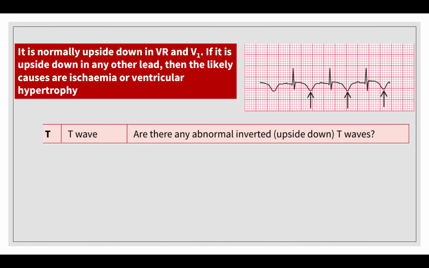Now the T wave is the final one that you should look for. Normally the T wave is upside down in aVR and in V1, but in the rest of the leads, so everything else apart from aVR and V1, the T wave is usually upright or positively deflected. If they are negatively deflected, apart from these two leads, aVR and V1, that means there is some sort of cause for ischemia or ventricular hypertrophy.